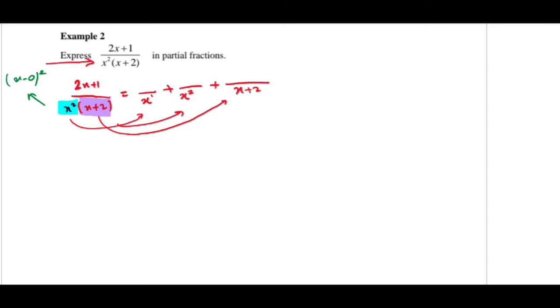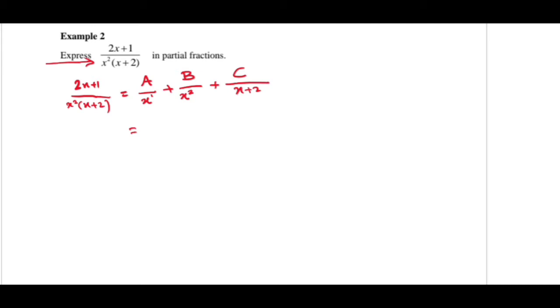And then remember, x power 1 is linear, so the numerator must be constant. X power 2 is not linear, but it is a repeated linear factor, so the numerator must also be constant. X plus 2 is just a linear factor, so the numerator must be constant. Next, we have to compare the numerators by equalizing the denominator first. So to equalize the denominator, we have to multiply the denominators for each of the fractions with the other factors.